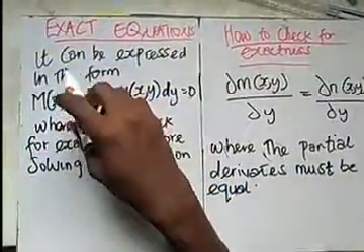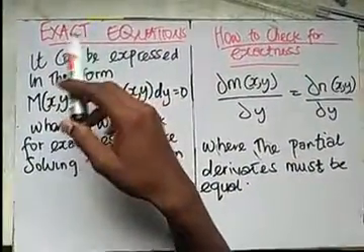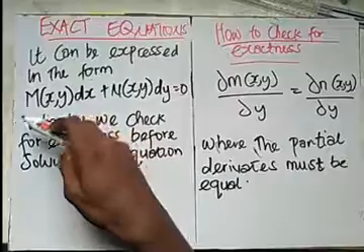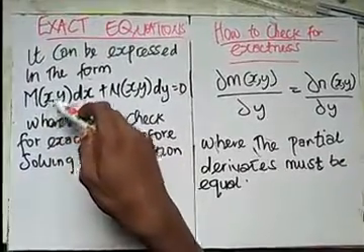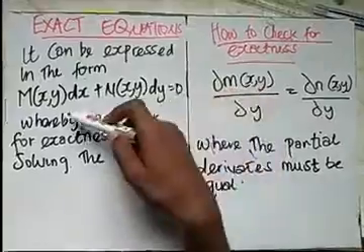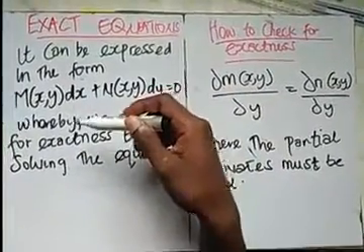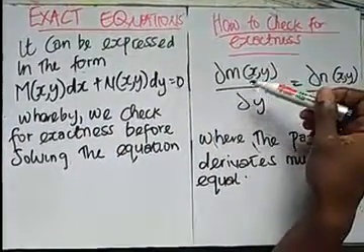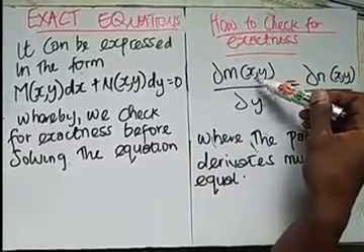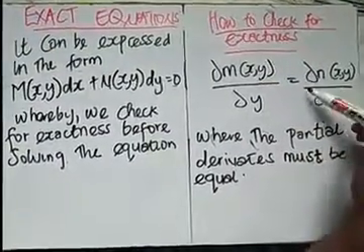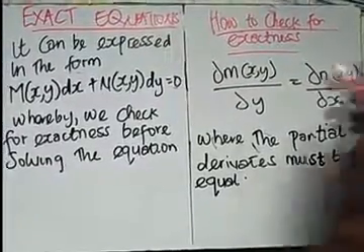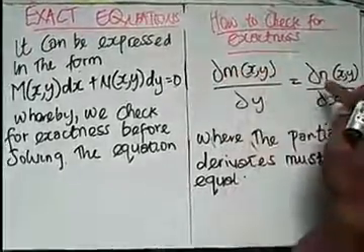So we'll be handling exact equations, which is the third form of solving differential equations. An exact equation can be expressed in the form M(x,y) dx plus N(x,y) dy, whereby we check for exactness before solving. So how do we check for exactness? The partial derivative of M(x,y) over the partial derivative of y must be equal to the partial derivative of N(x,y) over x. The partial derivatives of M and N must be equal, and we are going to use the exact equation to solve.